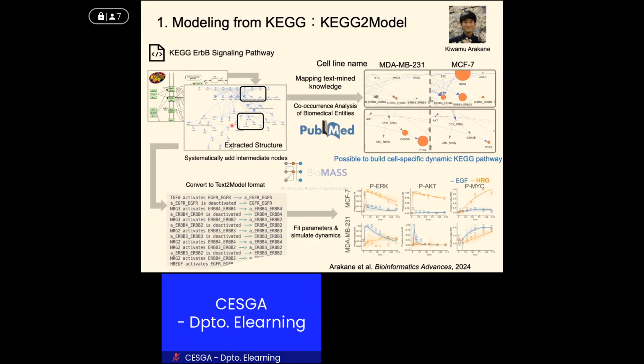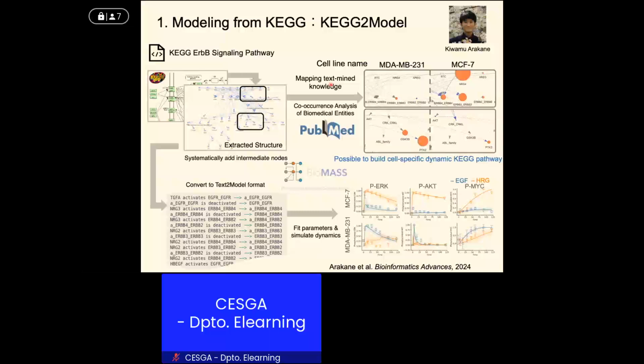So we need to make the model not only myself, but also this disease-specific model. So we converted this with Kiwamu. He is now a doctoral student, first year. He converted the KEGG KGML file to the other format. I forgot his format, but he converted it to the text model format.